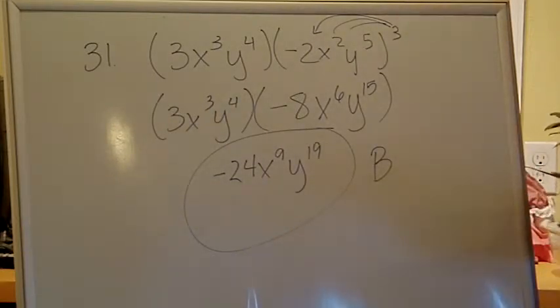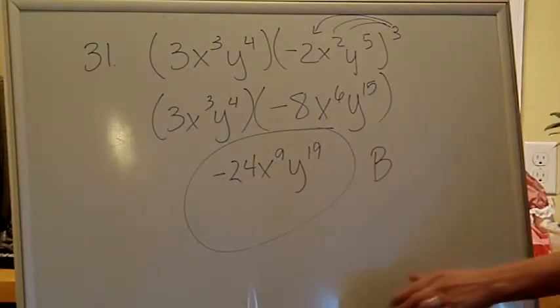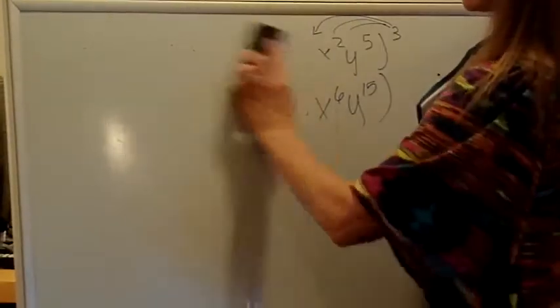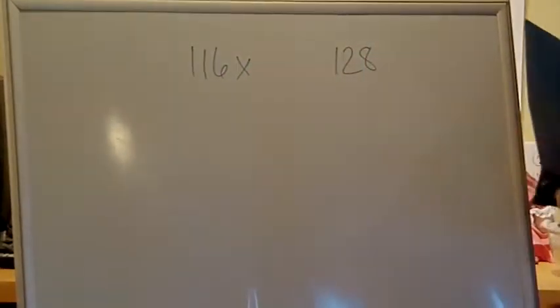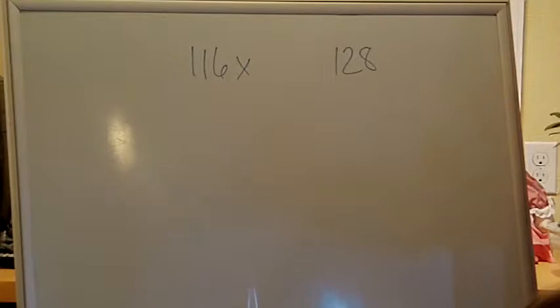Number 32. Find the greatest common factor of 116x and 128. Okay, I'm looking at it. If you know your factors very well, you know that. Look at your answer choices. 128x cannot be a factor of 116x. So you know your last answer is out. 128 is not divisible by 116. So the next answer is out.